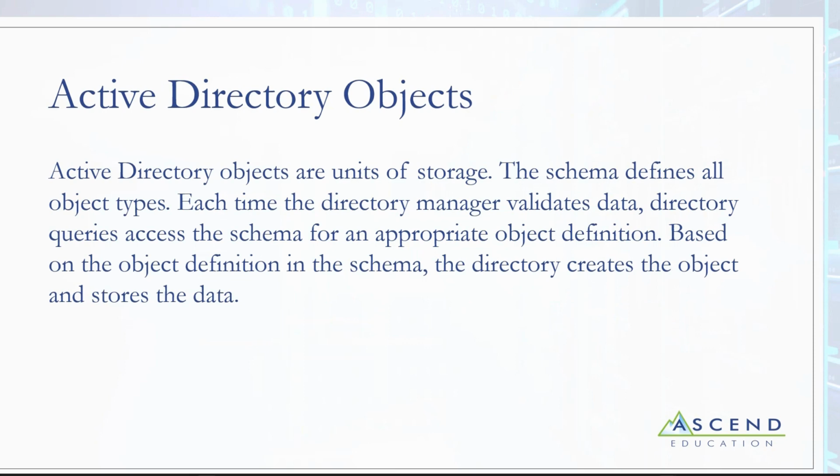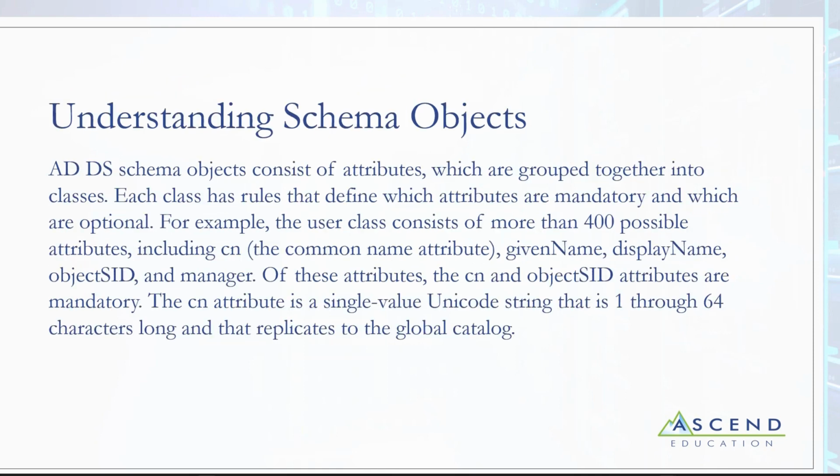Active Directory objects are units of storage. The schema is going to define all the different object types. So what will happen is that the directory manager that validates the data is going to do a query across the schema. It looks in all the different cells for an appropriate object definition, so it can decide whether it's a computer object or a user object or whatever it is. And then it's going to store that information.